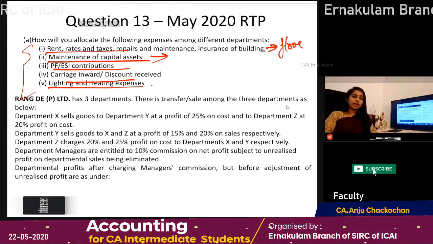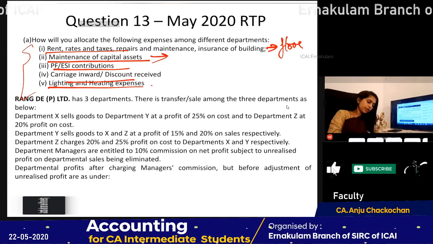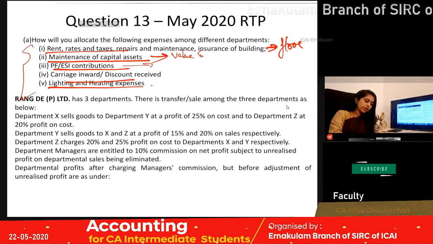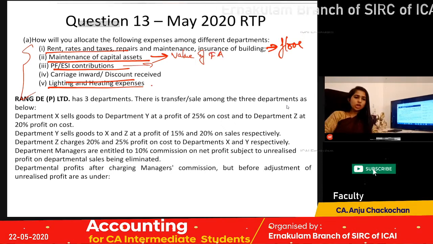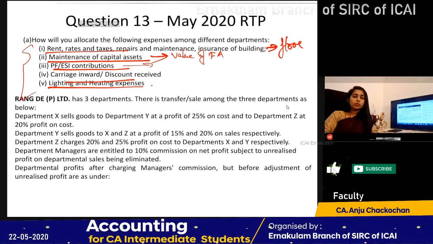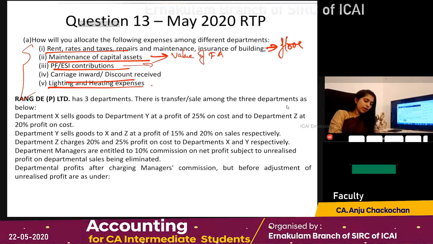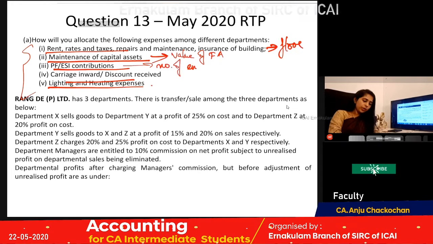The second one, yes, value of fixed assets. This will be based on the value of the fixed assets. Now, PF ESI contributions, how do we allocate them? Obviously, it will be based on the number of employees or on the basis of wages. Okay, number of employees or wages.